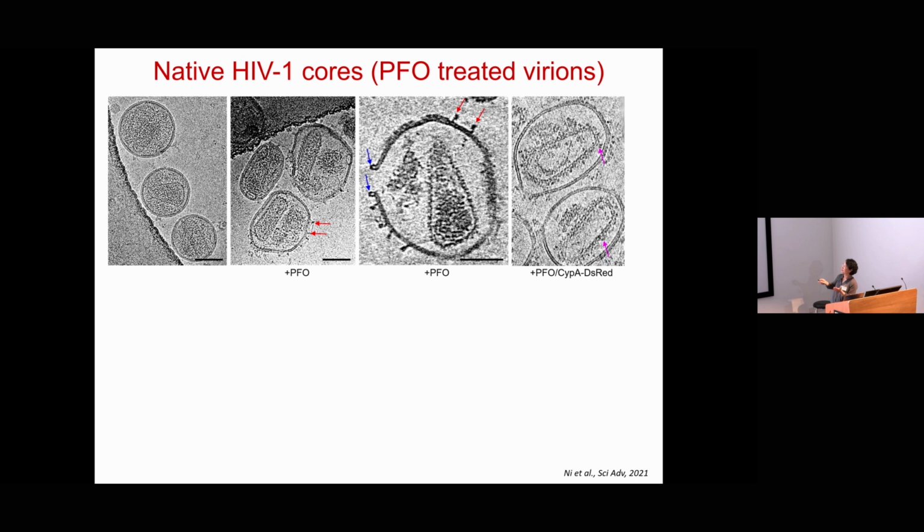Not only this, we can also introduce many host factors to bind the capsid. For instance, this is cyclophilin A, the red, you can see bound to the capsid, just going into the hole and binding the capsid. And then we can determine the structure of this.